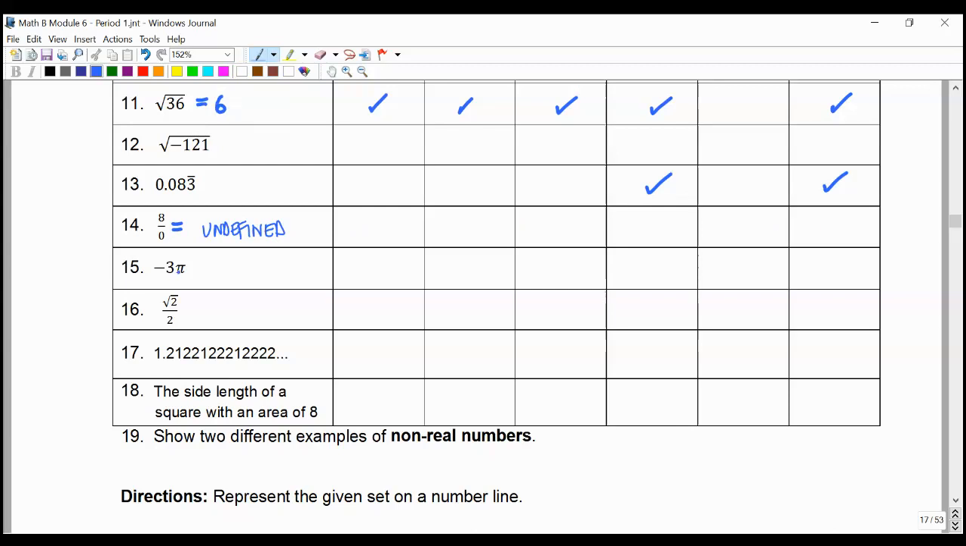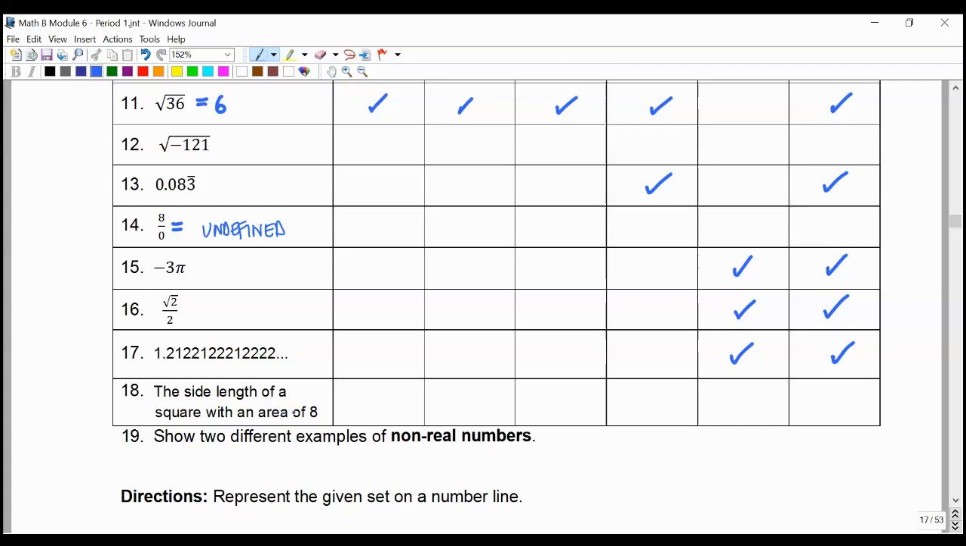15, pi is irrational, and tripling it and taking its opposite is still going to be irrational, and therefore it's also real. Square root of 2 is irrational. Cutting in half, it's still going to be irrational. You can type it in the calculator if you don't believe me. 17 doesn't repeat or terminate. There's a pattern, but the number of 2's just keep expanding, so I can't represent this with the repeating bar, and it doesn't stop. So this is irrational and real.